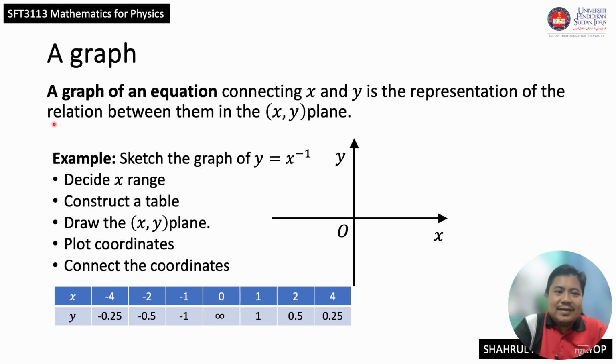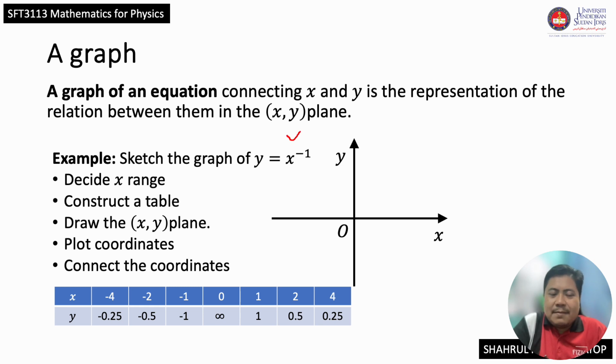A graph of an equation. You learned about equations before. So a graph of an equation connecting x and y is the representation of the relation between them in the xy plane. For example, here we have a Cartesian axis, number lines x and y perpendicular to each other. So let us sketch the graph of y equals 1 over x.